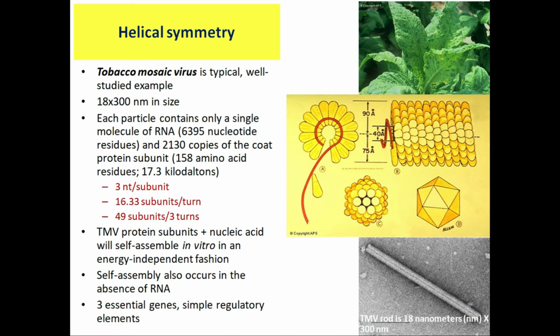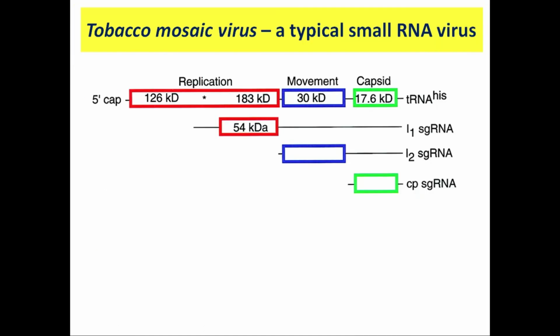So these three are invariably present in all the plant viruses. Of course, some viruses have some extra genes, we'll see later. So here we have tobacco mosaic virus, and say this is our full RNA molecule, which is 6,395 nucleotides long. This is the 5' end of the RNA molecule, and this is the 3' end, and here we have a 5' cap, then we have the replication gene here, movement gene here, and capsid gene here.